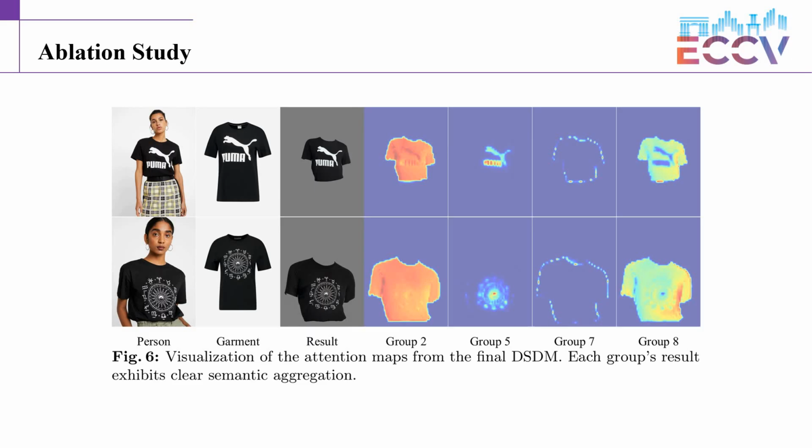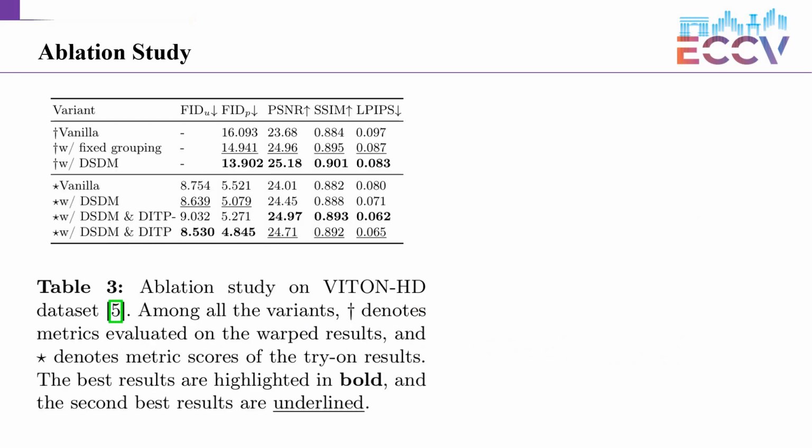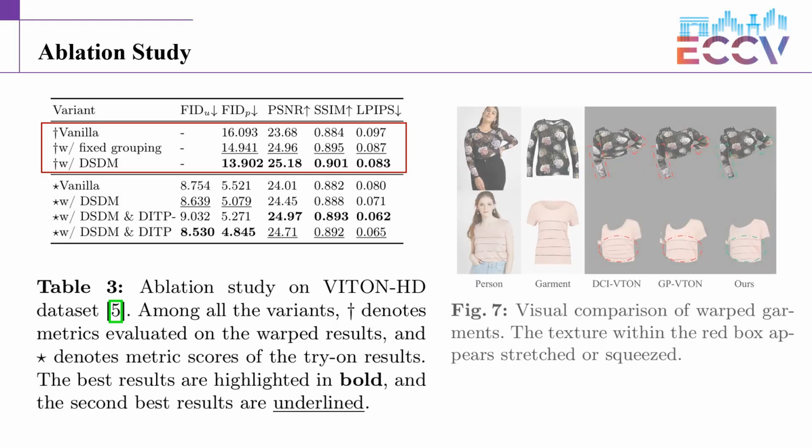We conduct ablation studies to verify the effectiveness of various components. Figure 6 shows the fine attention map from the last DSDM for different groups. Specifically, Group 2 captures global garment information, Group 5 identifies patterns, Group 7 focuses on garment contours, and Group 8 includes supplementary details. To demonstrate the effectiveness of DSDM, we use three different settings. In the fixed grouping setting, channels are evenly divided without the dynamic semantic selector, as shown in the upper part of Table 3. We also provide a qualitative comparison of warped results against DCI-VTON and GP-VTON in Figure 7.